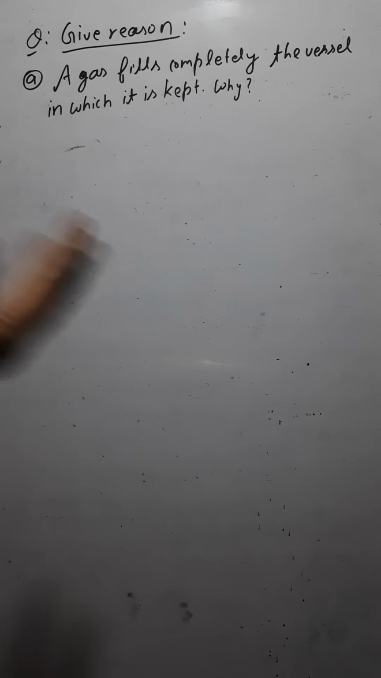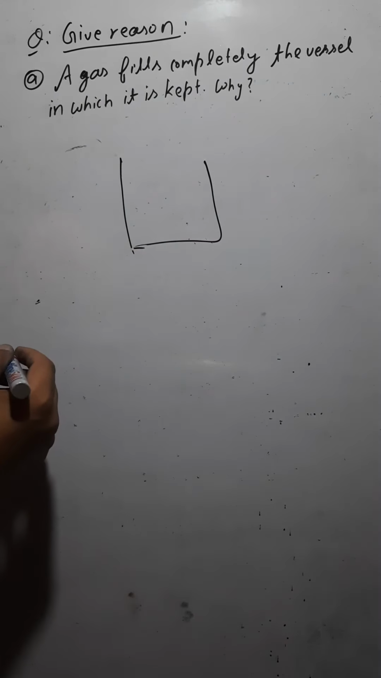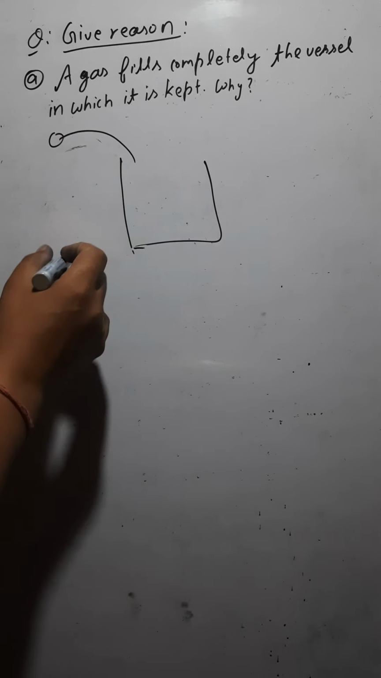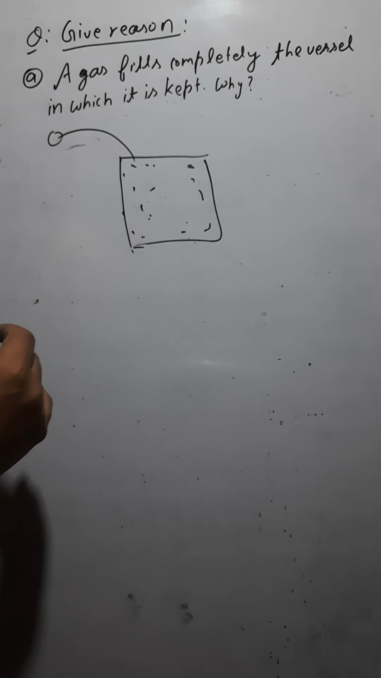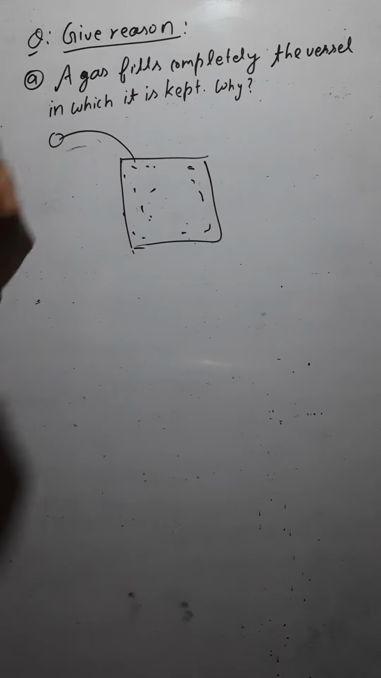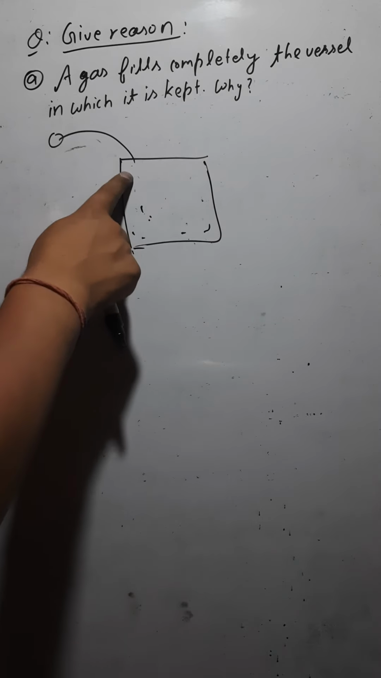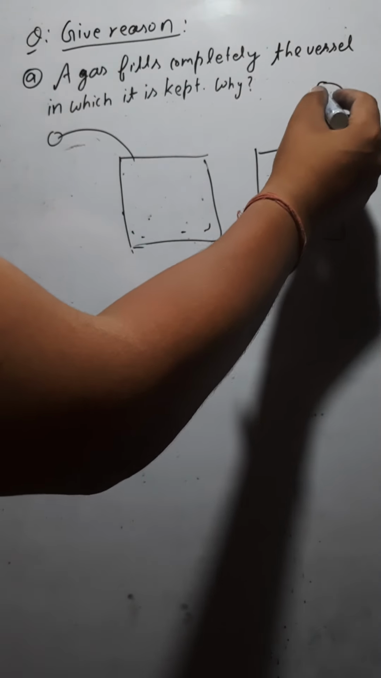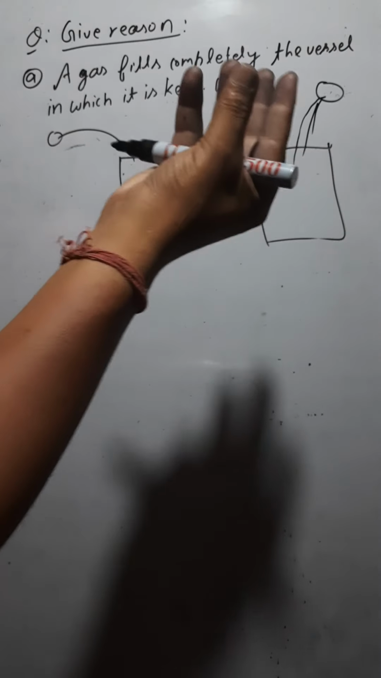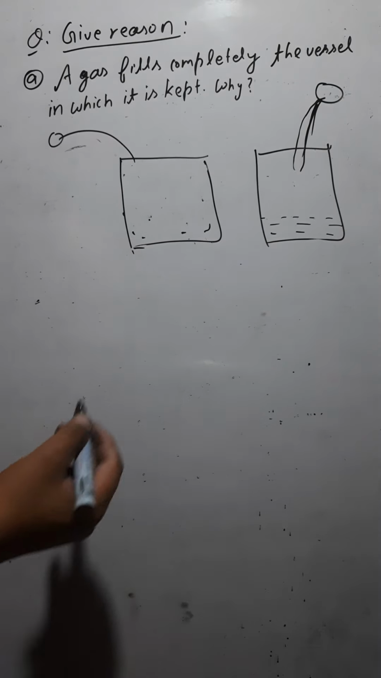Let's say you have gas and you are filling the gas in a vessel. Some amount of gas you are filling here, but the gas takes the whole space inside. You are filling only some amount, but the gas is going to fill the complete vessel. Take the example of water: you fill some amount of water here, so the water would take only this much space.